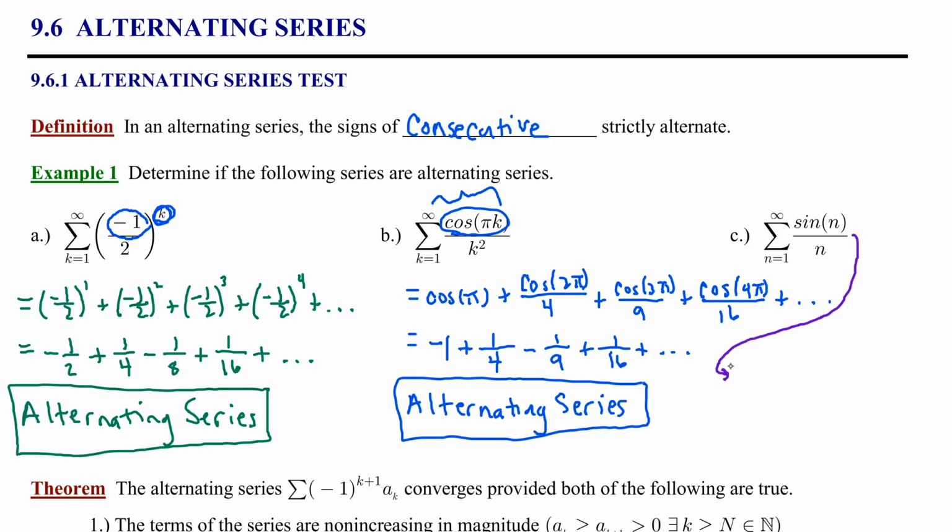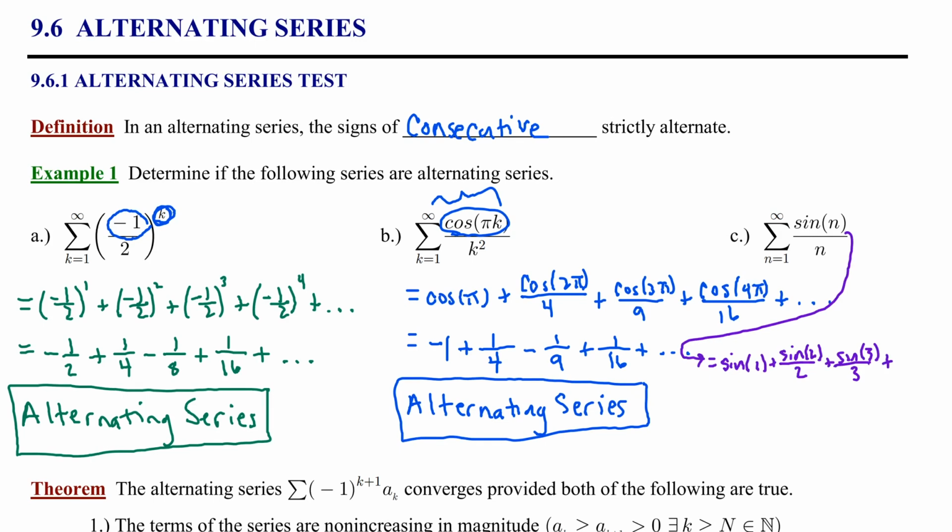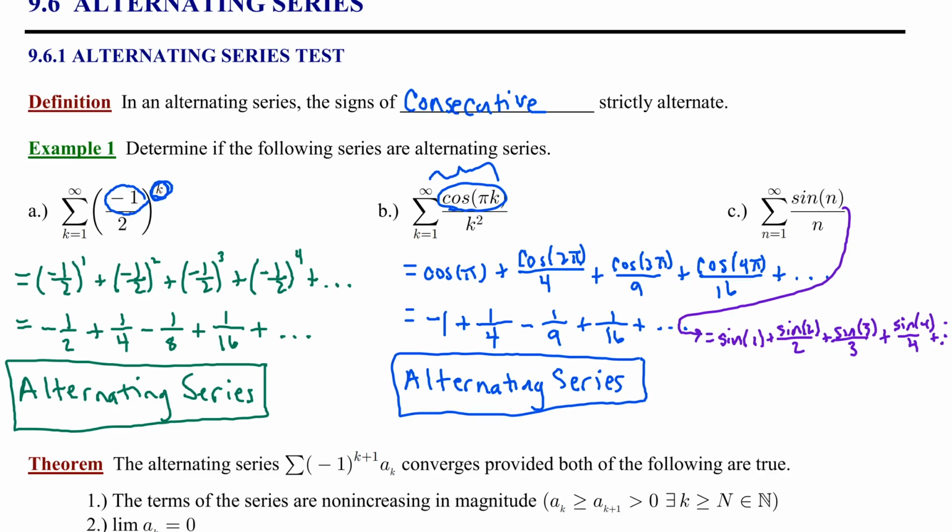Again, we're just going to examine it by expanding it for the first several terms of the series. So if n is equal to 1, we have sine of 1 over 1. N equals 2, we get sine of 2 over 2. N equals 3, we get sine of 3 over 3. And for n equals 4, we have sine of 4 over 4. And this continues. So this time, instead of having multiples of pi in the argument, we simply have integer values. So the arguments of these sine functions are radians.